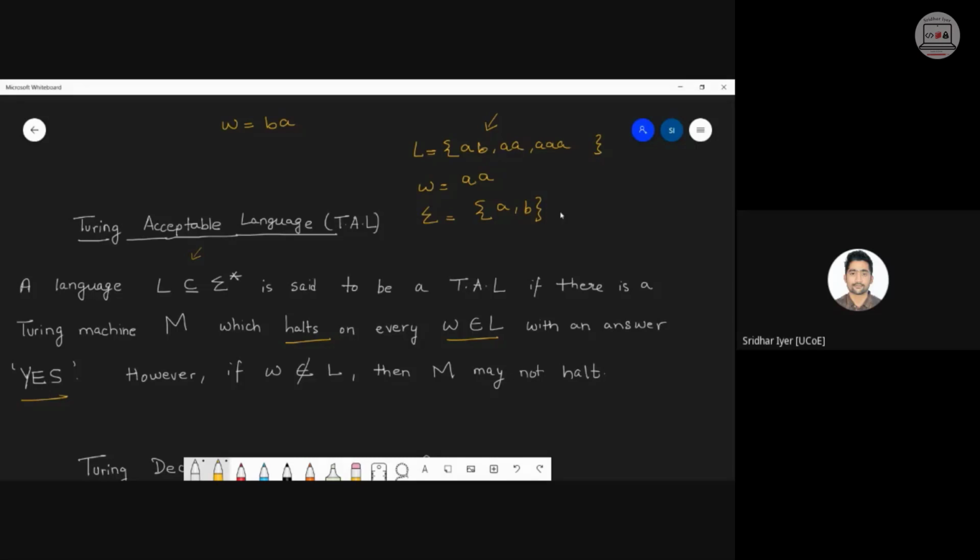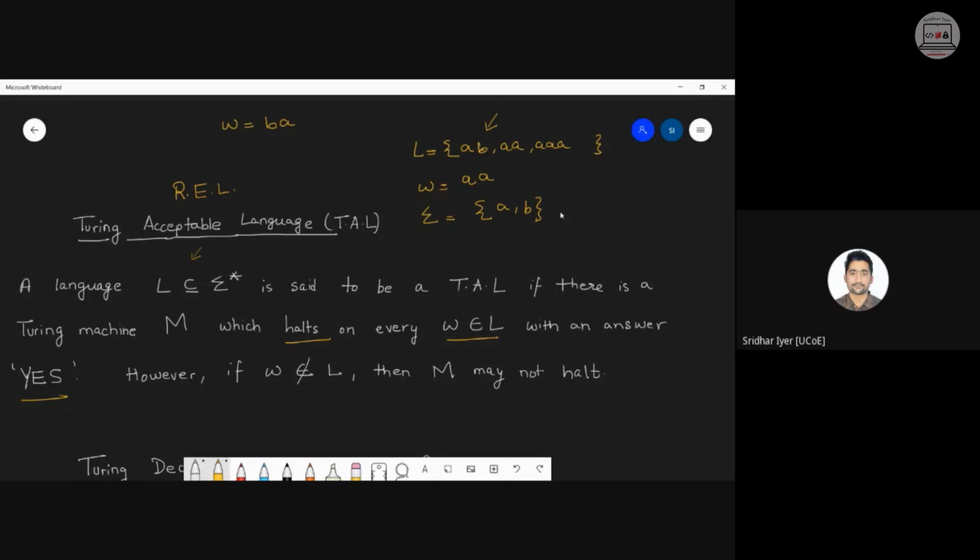For example, if all the words belong to L, then the Turing machine will halt with yes. Otherwise, if any of the words don't belong to L, then the Turing machine may not halt and it will loop forever. Am I clear? Is this clear? Do let me know. So I can say that such a language L will be a recursively enumerable language.